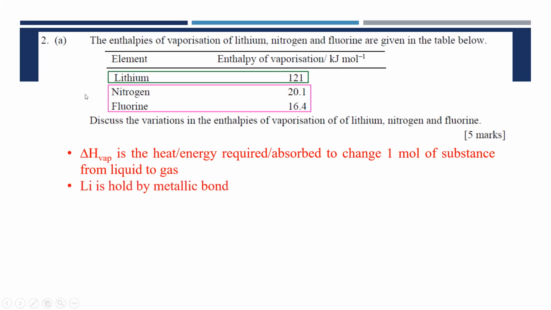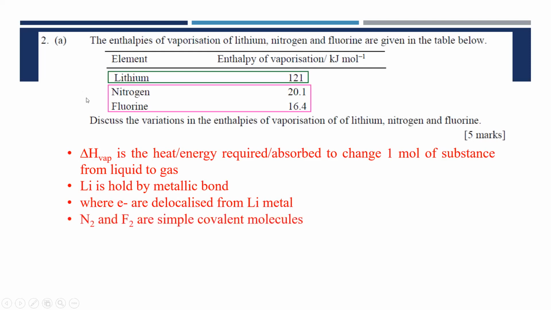Lithium is held by metallic bond, where electrons are delocalized from the lithium metal, and the interaction between the delocalized electrons and the lithium ions forms the strong metallic bond. Then we have nitrogen and fluorine, which are simple covalent molecules held by weak van der Waals forces. The weak intermolecular forces of nitrogen are slightly higher than fluorine. That's why nitrogen has a higher vaporization enthalpy, due to the smaller size of nitrogen.